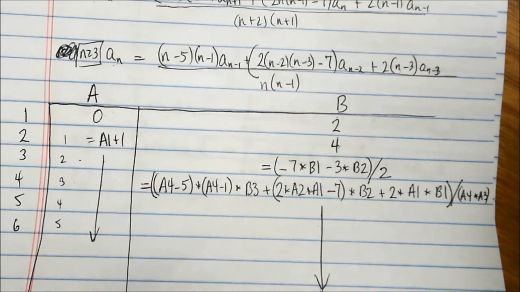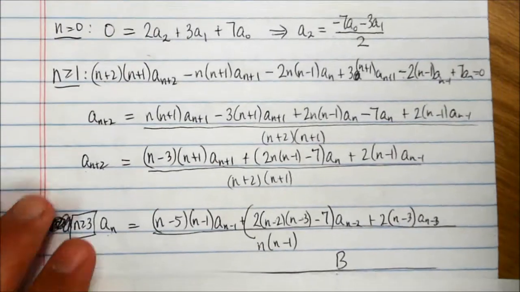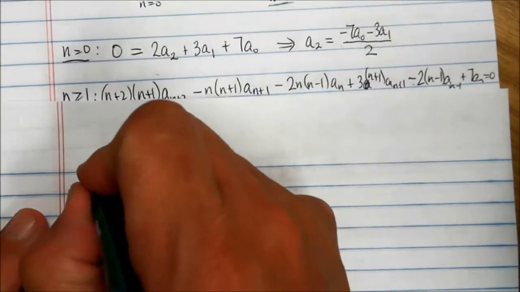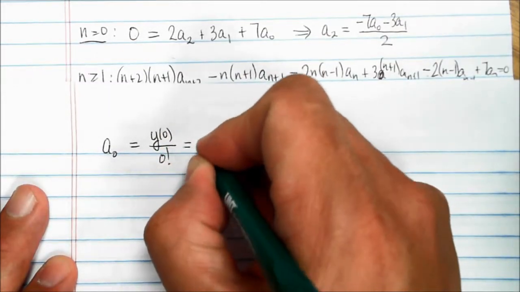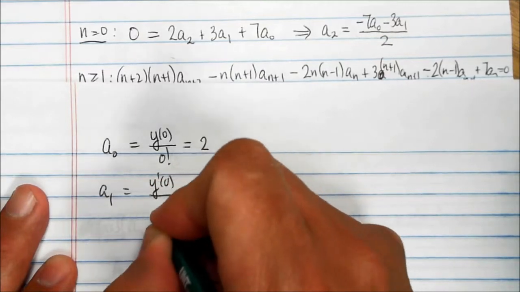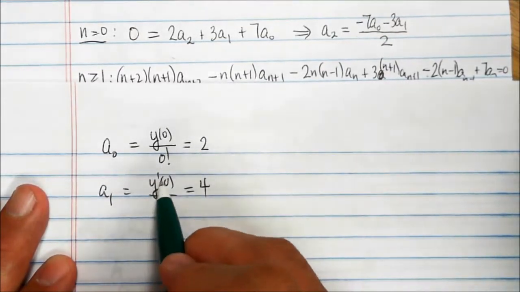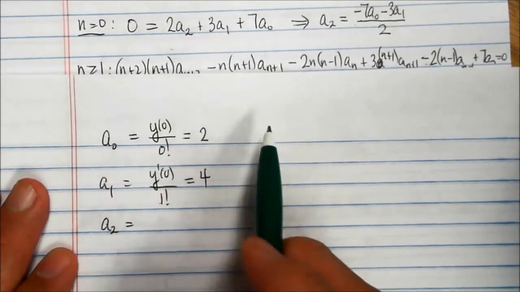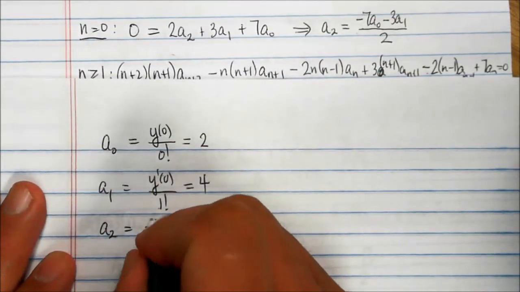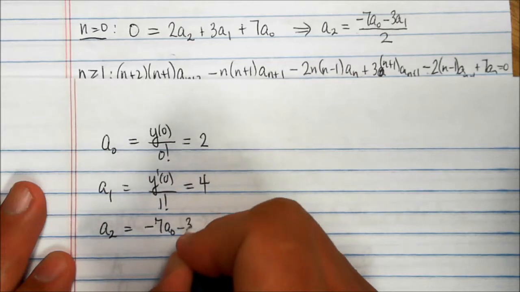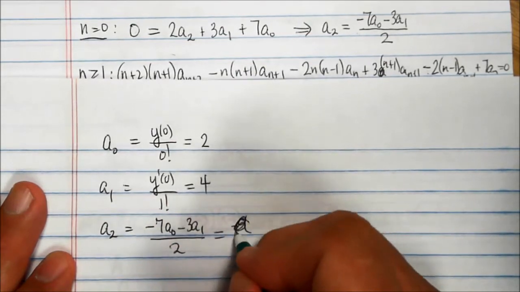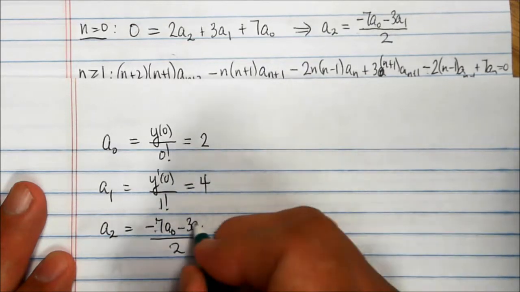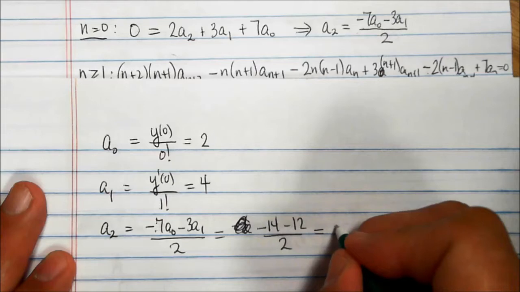Okay, finally, the question asks us to actually figure out all terms up to x to the 4th by hand. So there's no shortcut to this. Let's just do it. So a sub 0, just a reminder, that's equal to y of 0 over 0 factorial from the Taylor series expansion, so that's equal to 2. A sub 1 is equal to y prime of 0 over 1 factorial, courtesy of the Taylor series expansion, and that's equal to 4 over 1, or 4. A sub 2 is going to be found by using this formula here, so minus 7 a sub 0 minus 3 a sub 1 over 2. So that's minus 7 times 2 is 14, minus 3 times 4 is 12, all over 2. So that works out to be negative 13.